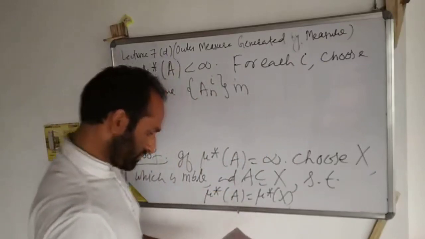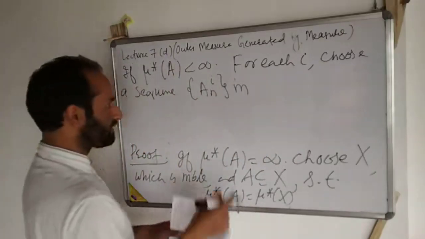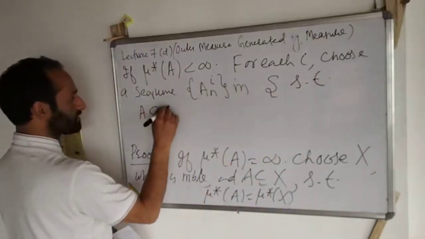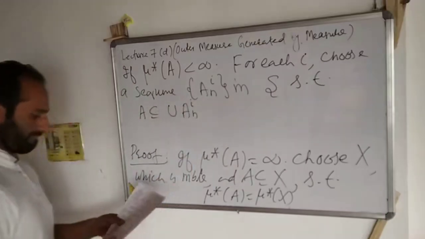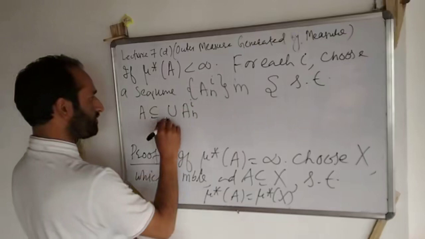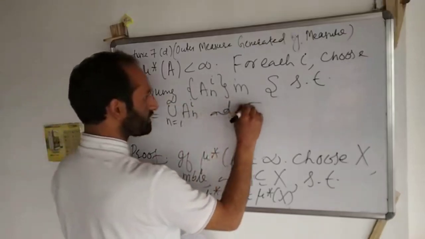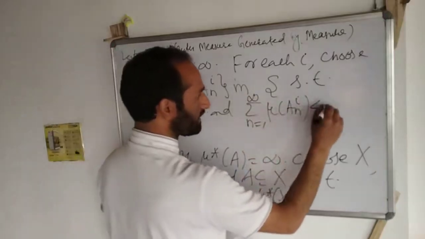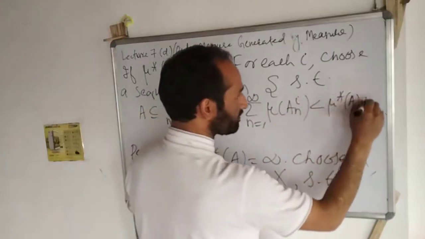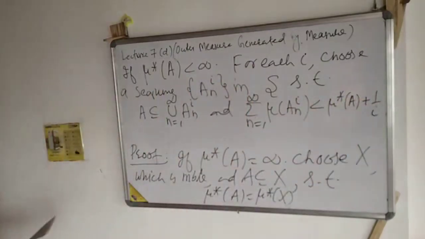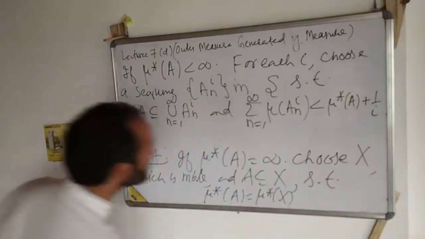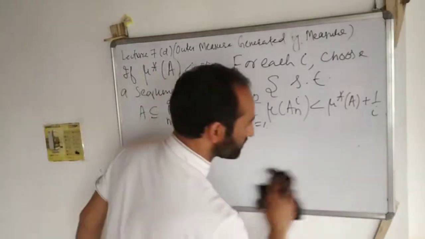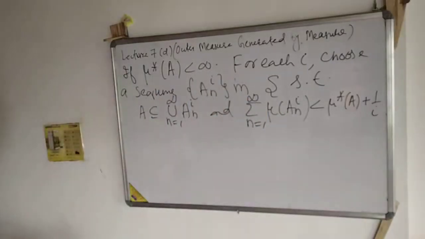in S. You can also choose a disjoint sequence, but we don't need disjointness here. Choose in S such that A is a subset of the union over n from 1 to infinity of A_{n,i}, and the summation over n from 1 to infinity of mu of A_{n,i} is less than mu star of A plus 1 by i. That's the property of the infimum, since mu star of A is the infimum.